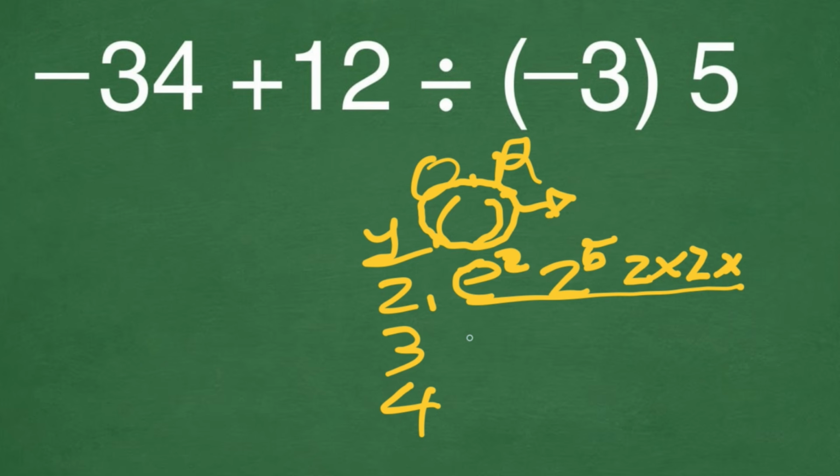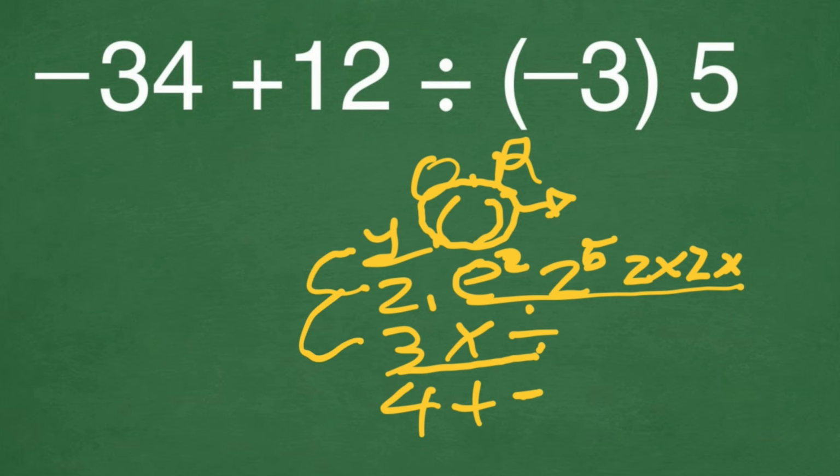And the third priority is multiplication and division. So these are the third priority. And the fourth priority is addition and subtraction. So these are the priorities, and we have to solve in this order. First, we have to solve all parentheses. Then we have to solve all exponents. Then and only then we move to multiplication and division. And once we solve all multiplication and division, we move to addition and subtraction.